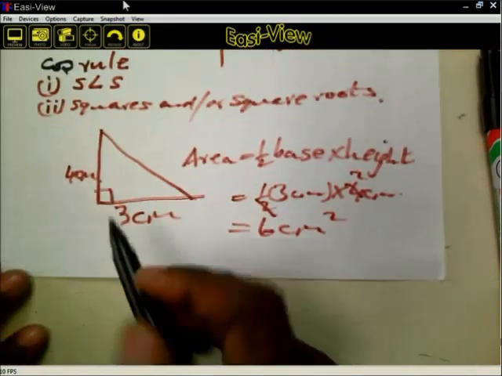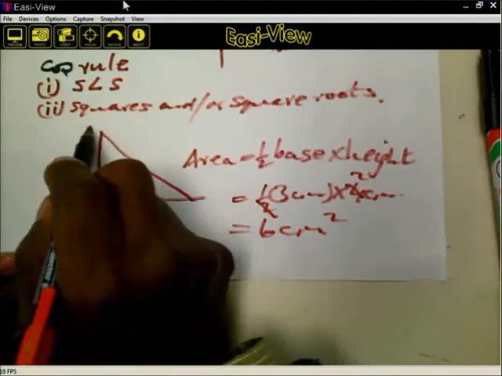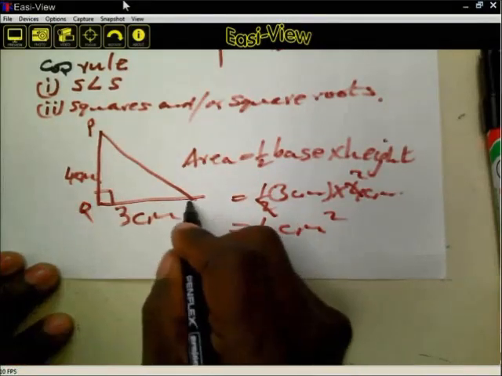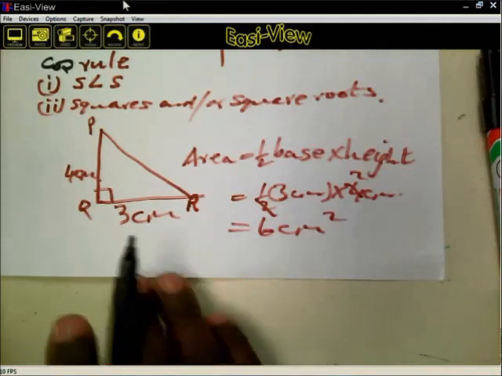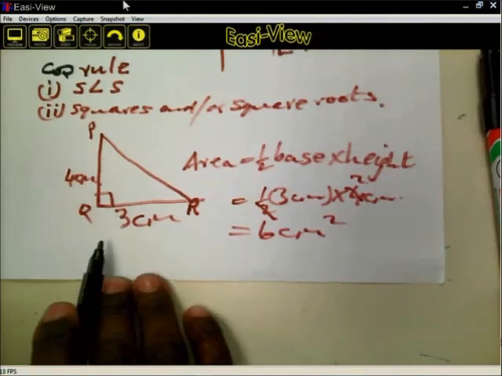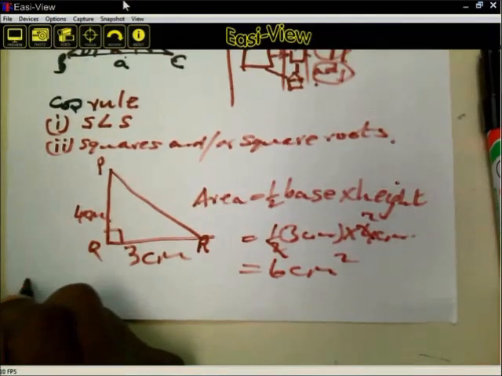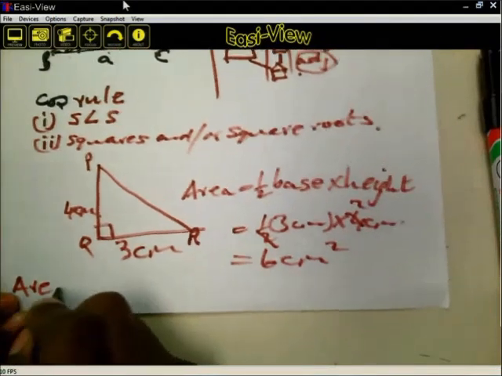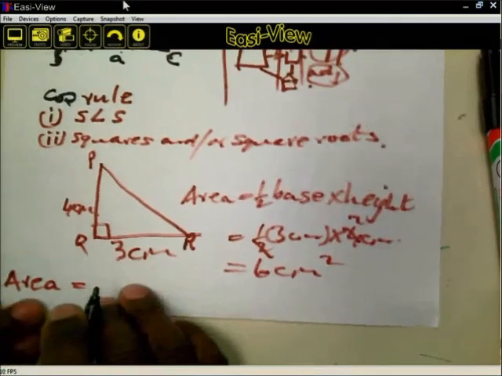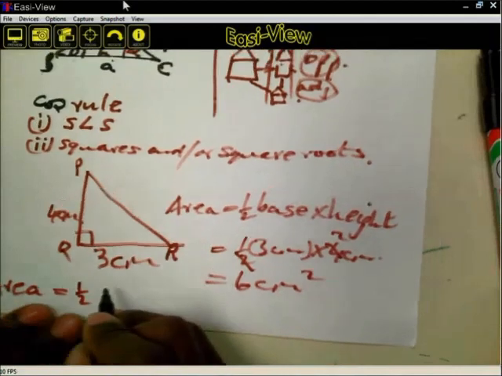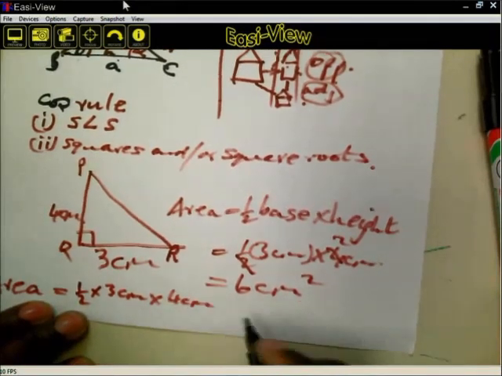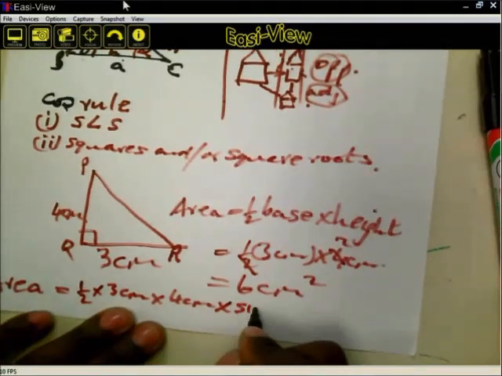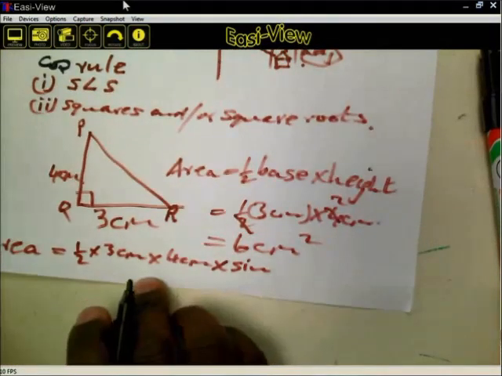However, suppose this PQR is not right angled, then we use the area rule, which can also apply here, that says area is equal to half the product of the two sides times the sine. The sine of what? The sine of the included angle.